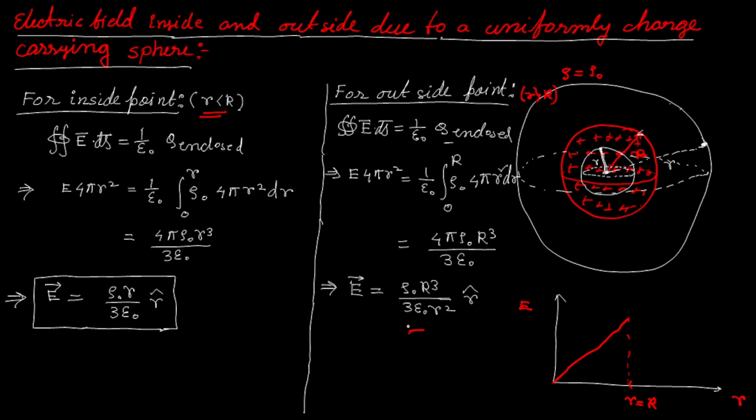Now the electric field will fall with r. As r increases, the electric field falls as 1 by r square. So outside, the electric field is inversely proportional to the square of the distance from the center of the sphere. The electric field on the outside will fall like this, as 1 by r square. Inside it will increase with r, outside it will decrease as 1 by r square.